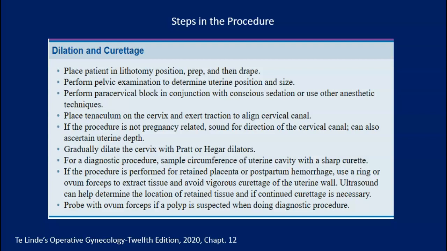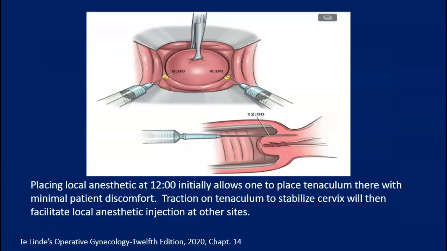And for a diagnostic procedure, you sample in a circumferential fashion with a sharp curette. If the procedure is being performed for a retained placenta or postpartum hemorrhage, you can also use a ring or ovum forceps to extract tissue, and clearly would avoid vigorous curettage so one doesn't end up with a potential for Asherman syndrome. Here, ultrasound can be helpful in locating the retained tissue. And finally, if you feel that there's a polyp, certainly the use of ovum forceps may help you in finding the polyp and removing it.